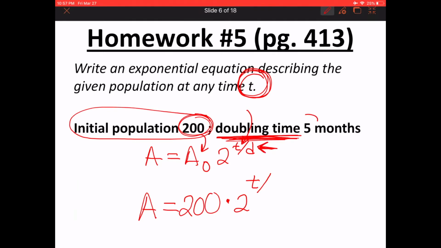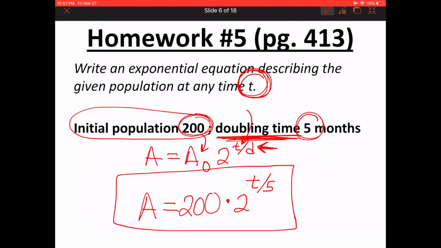I'm being told that the doubling time is 5 months. So I just put 5, and there we go. So there is my final answer to this number 5. All I do is set it up. I don't actually have to do any computation in my calculator.